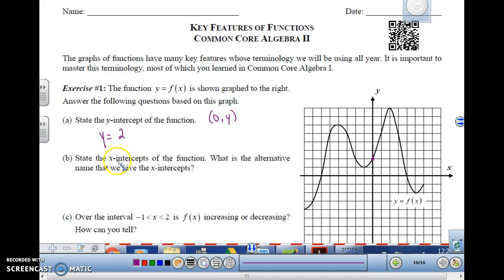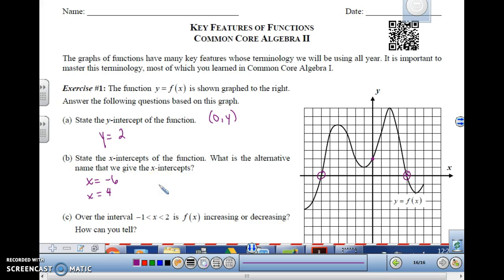All right, state the x-intercepts of the function. Well, if the y-intercept is where it crosses the y-axis, the x-intercept is where it crosses the x-axis. So what would be the x-intercepts? It would be x is equal to 1, 2, 3, 4, 5, 6, x equals -6. And the other one should be at 1, 2, 3, 4, x equals 4, which is right there. Those are the x-intercepts.